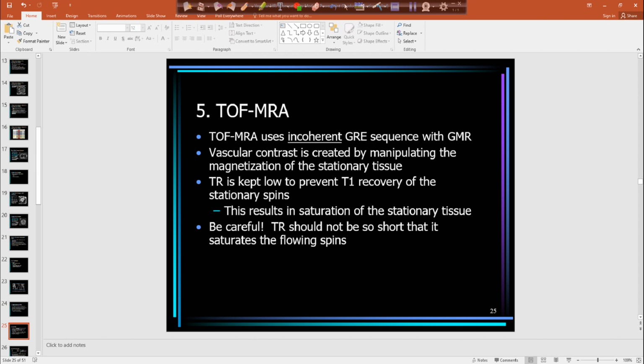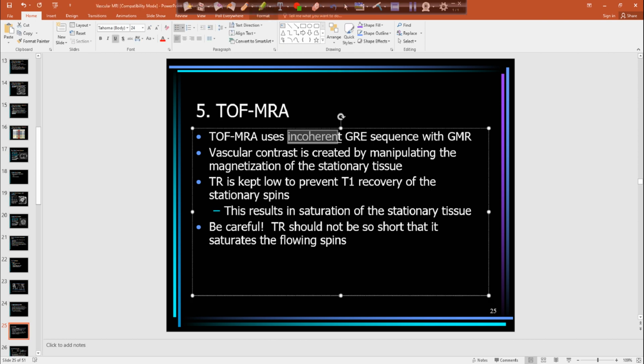Our next MRA technique is time of flight. And here we're using the incoherent gradient echo, which is also called a what? Spoiled. I guarantee you the registry will use those interchangeably throughout the test. So make sure you know that incoherent means spoiled, which means what type of weighting? T1. So with our time of flight, we're using an incoherent, spoiled T1 gradient echo with our gradient moment nulling.